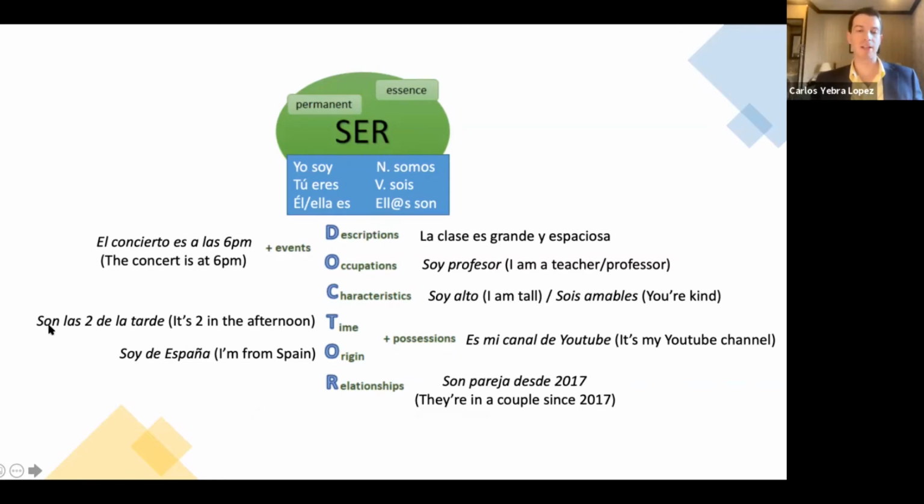In Spanish, time is always plural, except when that time is 1 p.m. or 1 a.m. In that case, we would say for 1 a.m. es la 1 de la madrugada, and for 1 p.m. es la 1 de la tarde. But other than 1 a.m. or 1 p.m., anytime you talk about the specific hour in Spanish, you use son. So you use son las 2 de la tarde, son las 3 de la tarde, son las 4 de la tarde, whereas in English, you will always use the singular it's. That's a difference to bear in mind.